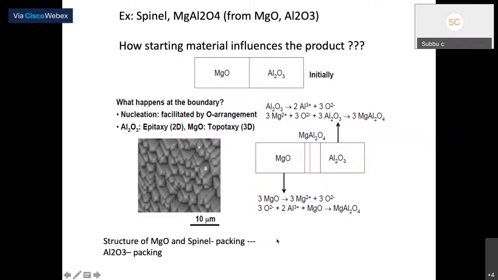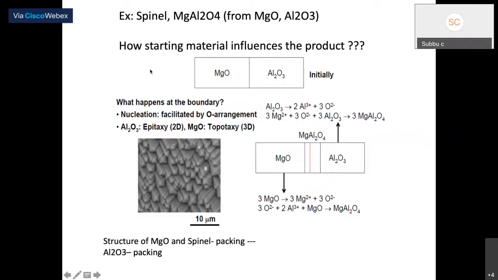Initially you have a thin layer of MgAl2O4 at the boundary. Now this thin layer, the thickness widens, and gradually this is the initiation. At one point the propagation takes place, and at one point you see the complete network becomes MgAl2O4. You may say that, sir, the way it appears, it is very easy. But what are the points I need to look at?